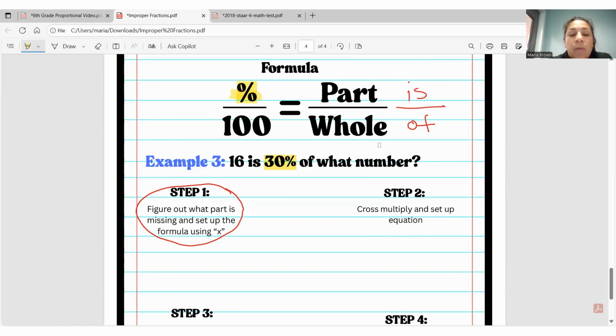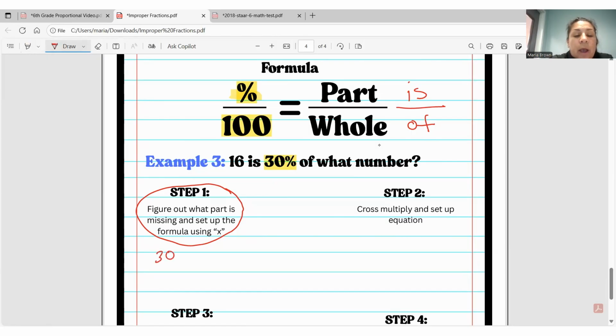So we're going to write, remember the 100 always stays the same. That's never going to move. So I'm going to write 30 out of 100 equals. So that means that we're either looking for our part or our whole. But here we go. 16 is out of what number?